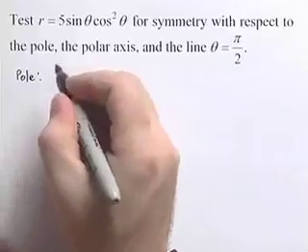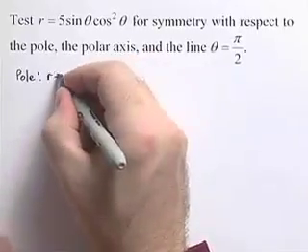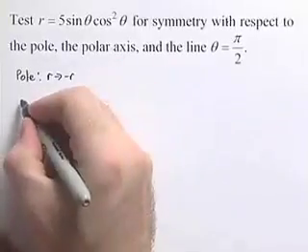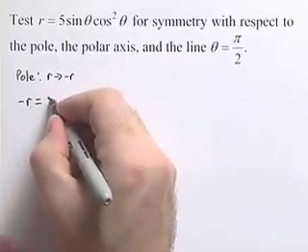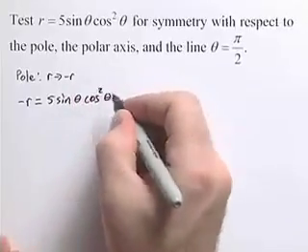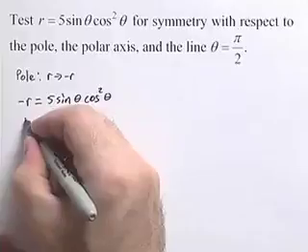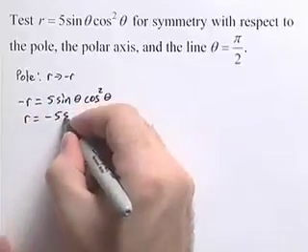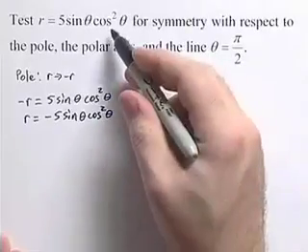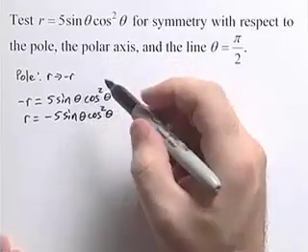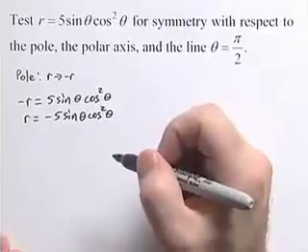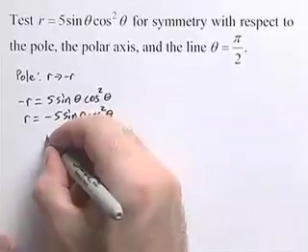To check for symmetry around the pole, we're going to replace r with negative r and see if we get the same equation back. So here we'll get negative r is equal to 5 sine theta cosine squared theta. And we multiply both sides by the negative. We'll get negative 5 sine theta cosine squared theta. And this is not the same equation that we started with, so all we can say at this point is that there may or may not be symmetry with respect to the pole. So we'll say maybe.